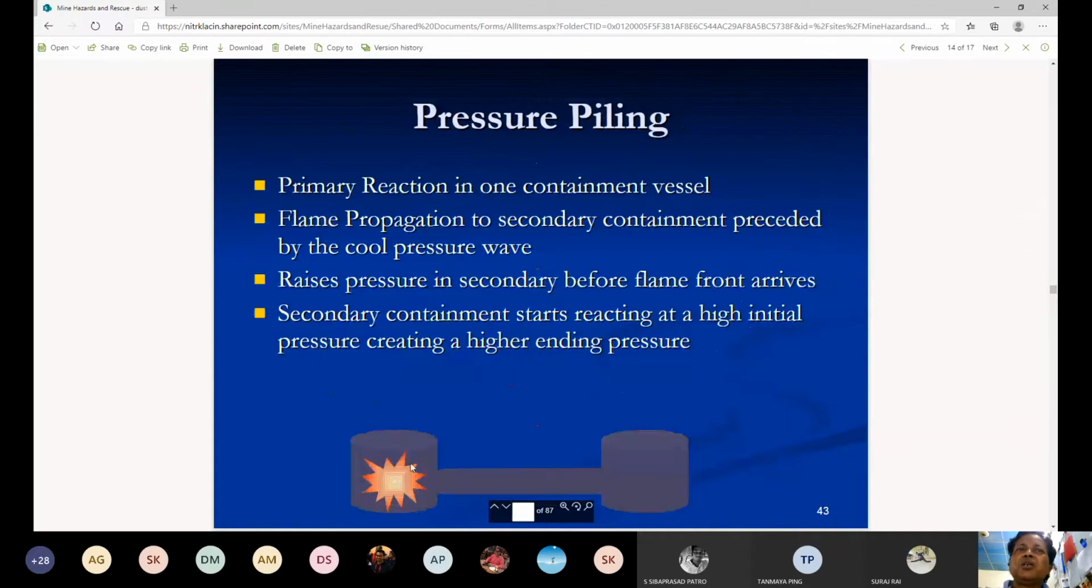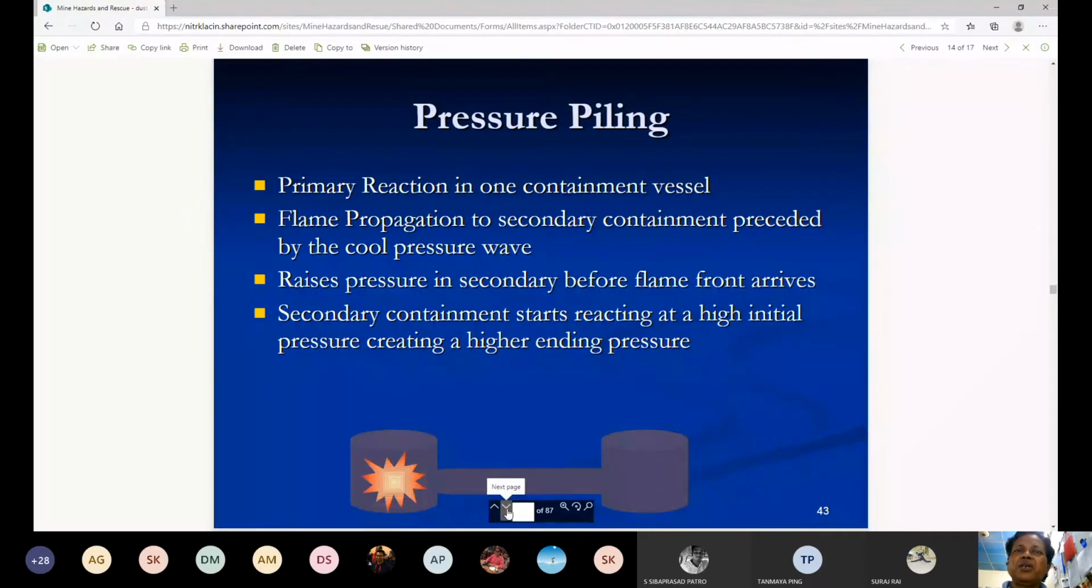So this is the primary chamber, this is the secondary chamber. Primary reaction in one containment vessel. Flame propagation to secondary containment is preceded by the cold pressure wave, which raises pressure in the secondary before the flame front arrives. Secondary containment starts reacting at a high initial pressure, creating a higher ending pressure.